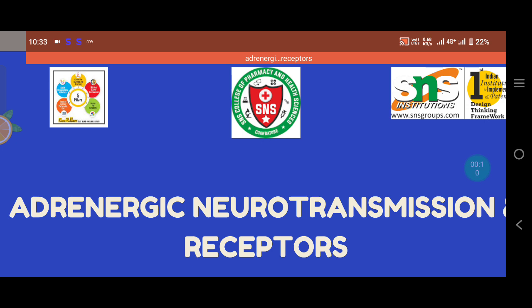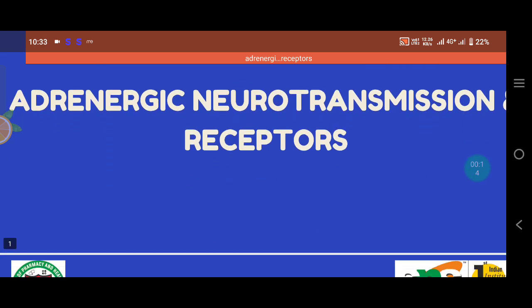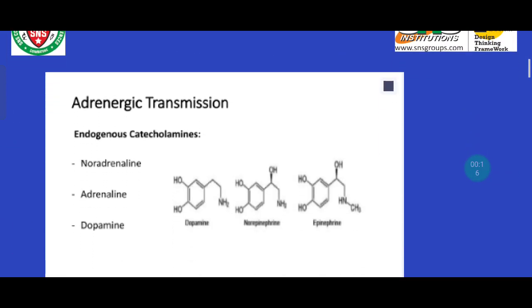Today we are going to see the topic Adrenergic Neurotransmission and Receptors. First we will see the adrenergic transmission. Here we must consider the endogenous catecholamines of the adrenergic transmission. They are noradrenaline, adrenaline and dopamine. The parent structure is catecholamine, that is beta phenyl ethylamine. See the structure of dopamine, norepinephrine and epinephrine.